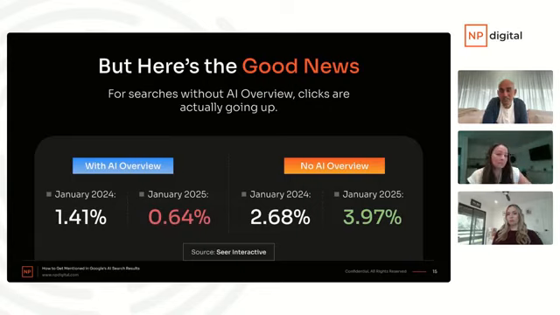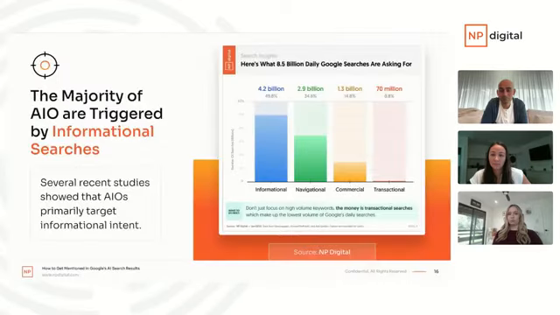And this is data from Sierra Interactive. So at the end of the day, a lot of the terms that AI overviews are popping up for aren't really terms that you're going to necessarily make tons of money from. They're great for branding though. And ones that have no AI overviews are still generating a lot of clicks. And the majority of AI overviews are triggered by informational searches. And those keywords you still want to optimize for because you can still get traffic. You can still get mentioned in the AI overviews with link citations, which helps with traffic to your website.